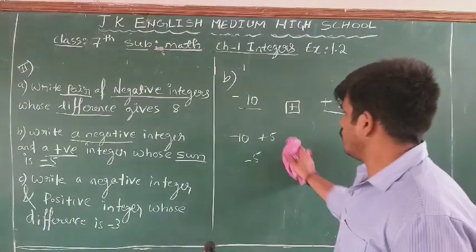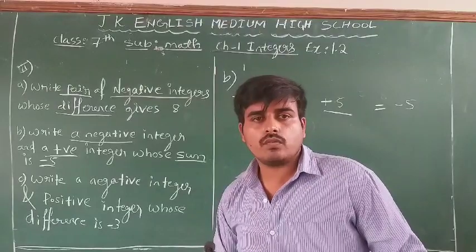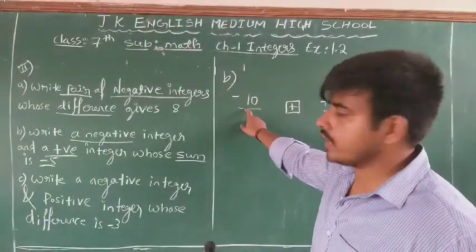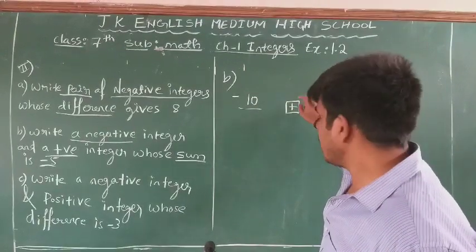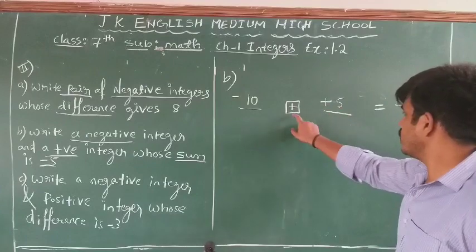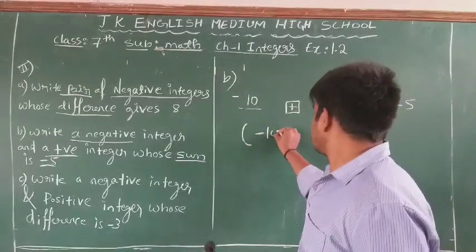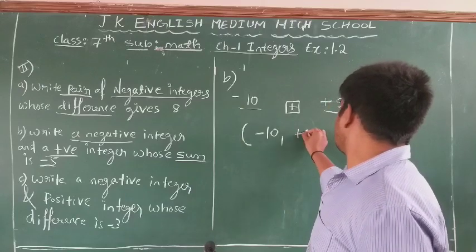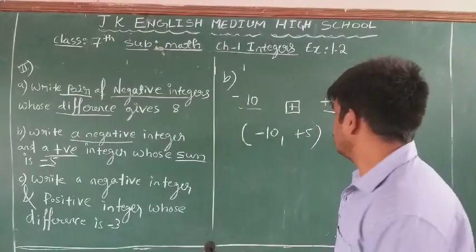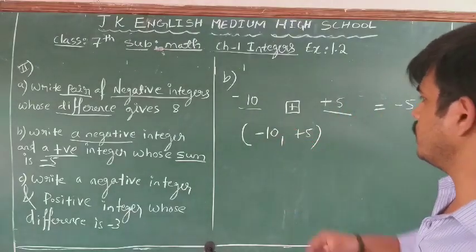Right? So what are the two integers? Among those two integers, one must be negative, another must be positive, and the sum of this negative and positive integer must be equal to minus 5. So that pair is minus 10 comma plus 5. I hope you understood. Okay, take note down this much. You can write this much in classwork.